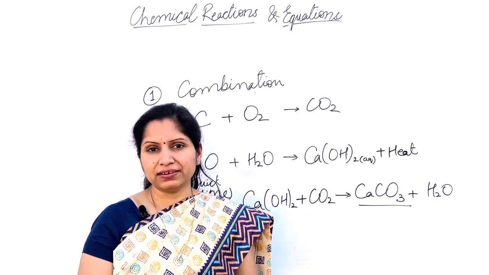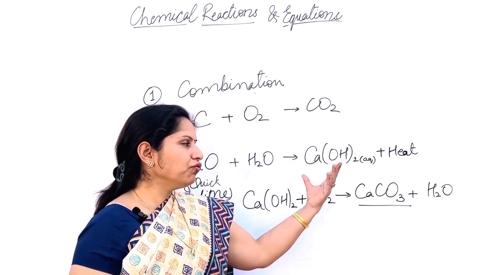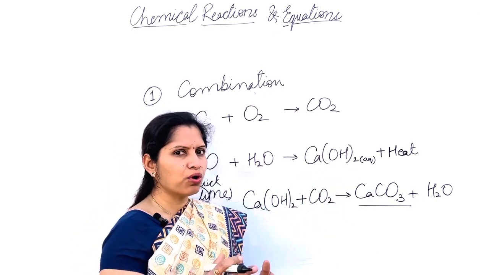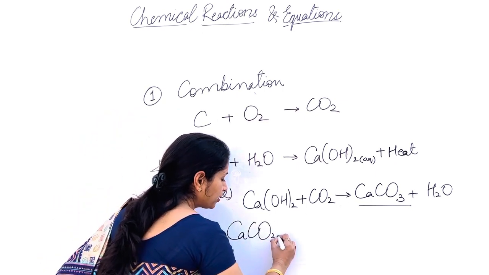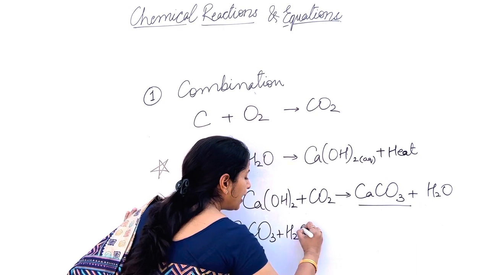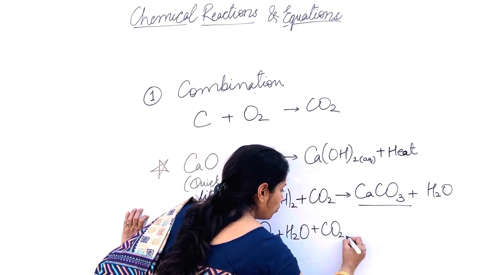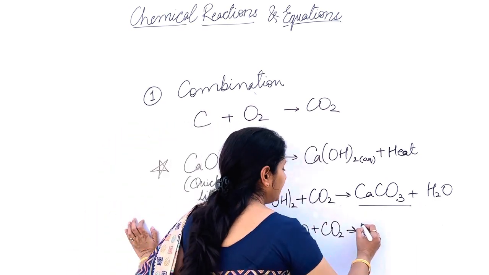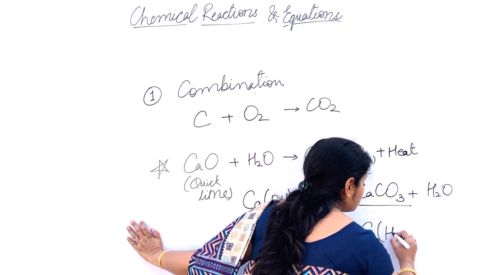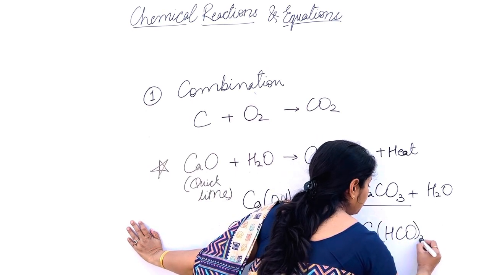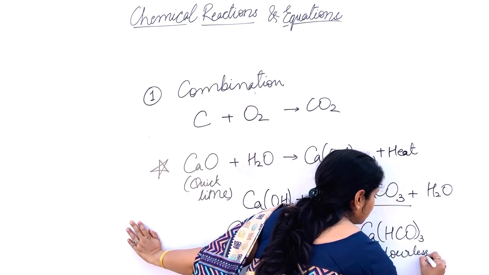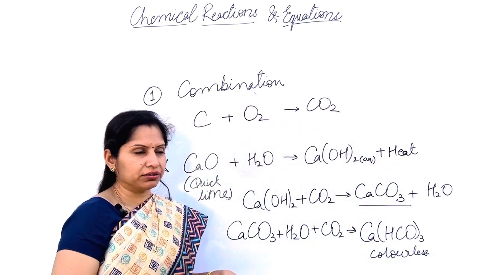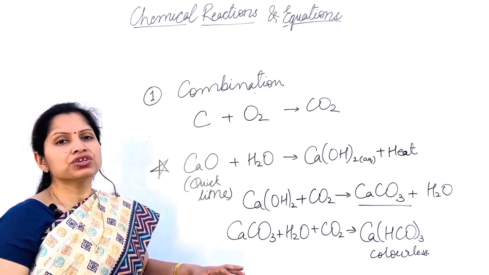But apart from that, if you continue to pass more carbon dioxide through it, after calcium carbonate and water have formed, and you are still continuing to pass more carbon dioxide through it, then calcium hydrogen carbonate will be formed, and that is colorless. So that milkiness will disappear.